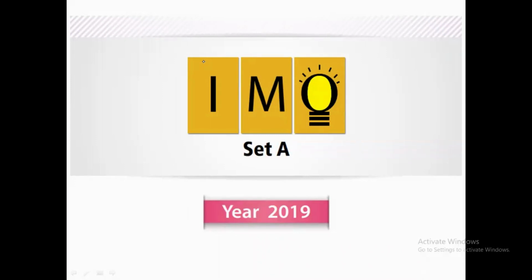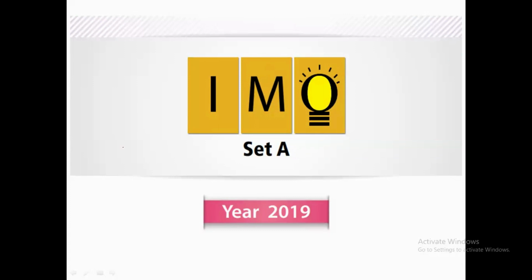So today we are here with another set of paper. So today we are going to discuss the IMO 2019 paper, set A, for grade 3 maths. Okay. So again, this paper has been divided into 4 sections.